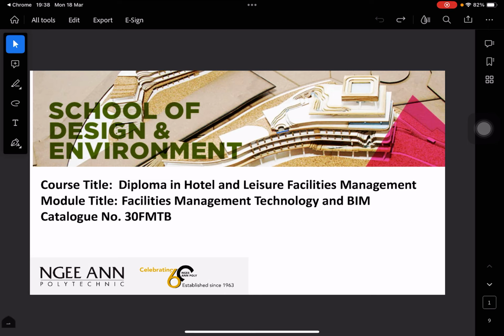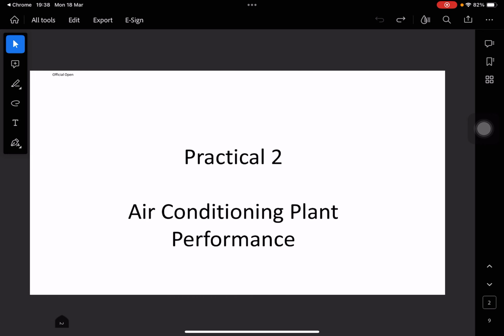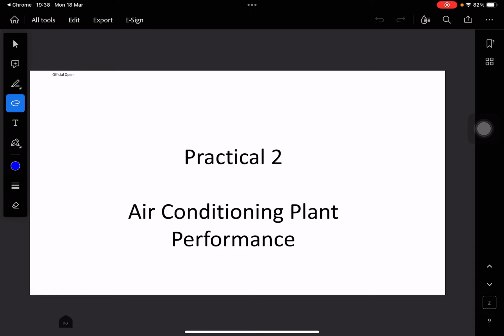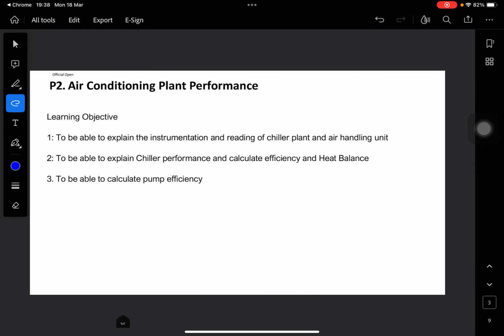Okay, now we actually want to talk a little bit about chiller plant efficiency. Today, this particular session is about aircon, and of course the air conditioning plant performance itself. With that, the first learning objective is to be able to explain the instrumentation: how you look at the instruments and read the chiller plant and the air handling unit.